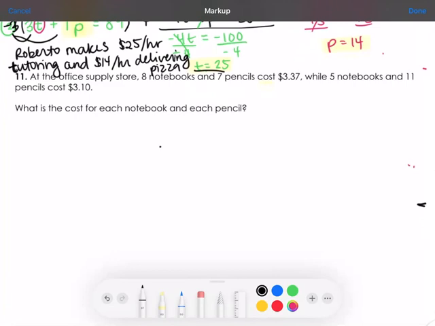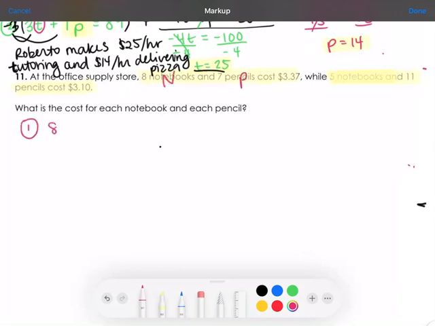One more to go. So this one says, at the office supply store, 8 notebooks and 7 pencils cost $3.37, while 5 notebooks and 11 pencils cost $3.10. What is the cost for each notebook and each pencil? This problem is going to be set up really similar to the one above. So I'm given kind of two situations. You're buying 8 notebooks and 7 pencils for this amount, and you're buying 5 notebooks and 11 pencils for this amount. So that's our two equations.